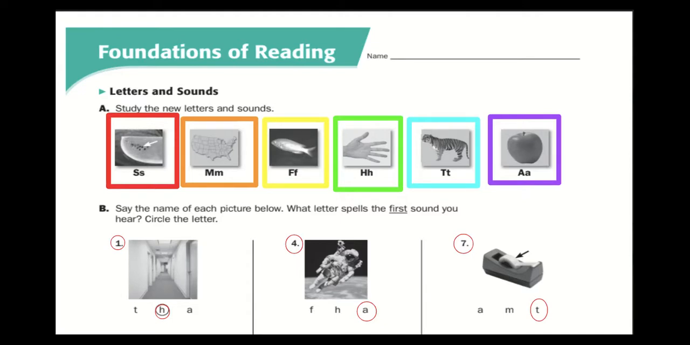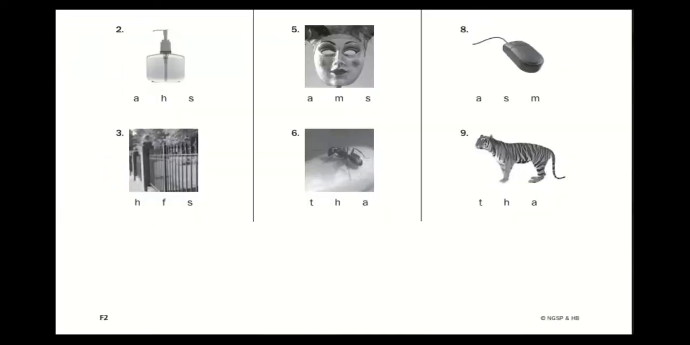So in the next ones that we do, I'm going to say the name of the picture, and then I'm going to show the answer. But I hope you'll practice by saying all of the letters, but still figure out which is the right letter. So in number two here, we have soap. Soap. And the answer is S. Number five here, we have mask. Mask. And the answer is M. In number eight, we have a mouse. Mouse. And the answer is M. In number three, we have a fence. Fence. And the answer is F.